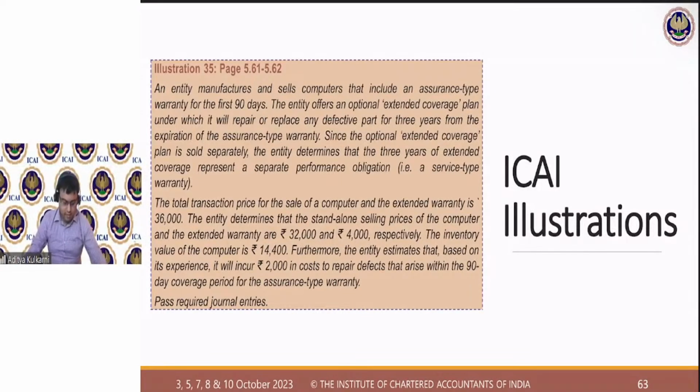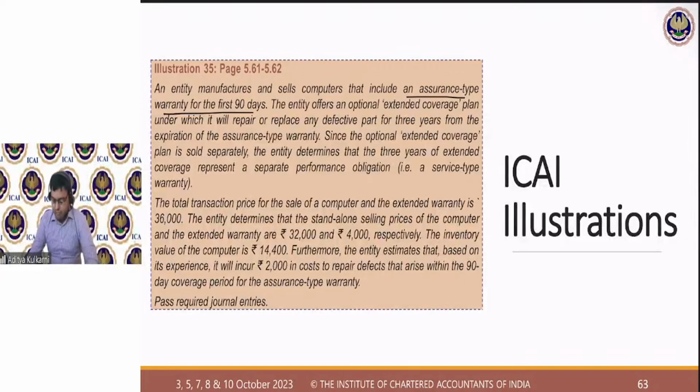Illustration 35. Okay. So what is illustration 35? An entity manufactures and sells computers that includes an assurance type warranty for the first 90 days. Assurance type warranty means what? Assurance type warranty means warranty is not unbundled. Warranty is a part of the sale contract for which you will have to make a provision for warranty. Okay, so let us see.